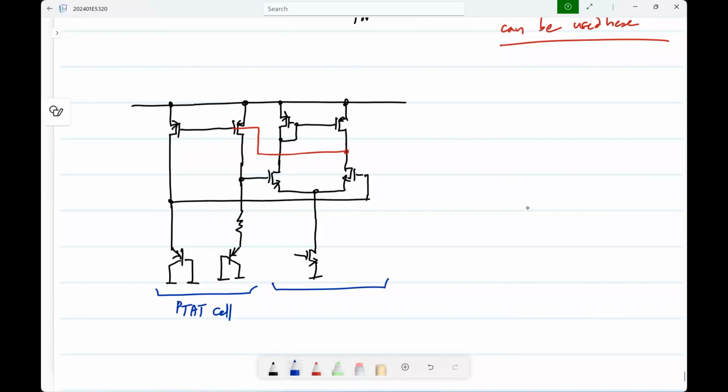The PTAT cell, and that's the single stage op amp. So now is the circuit complete? Is there something else that may be required, given that it's a negative feedback loop?